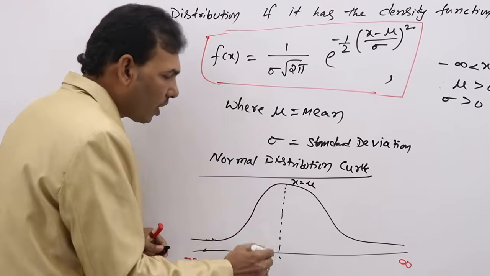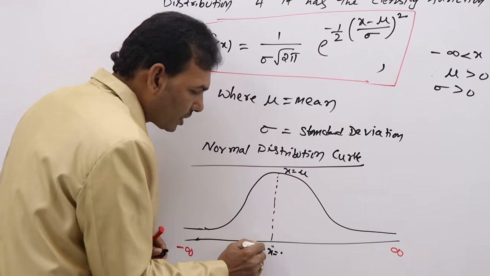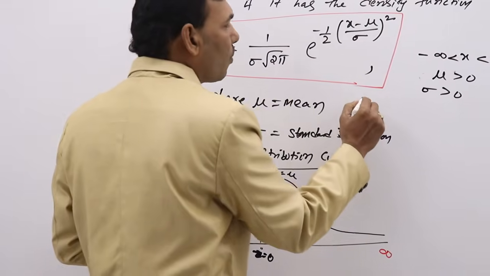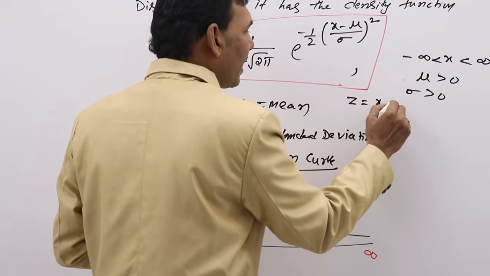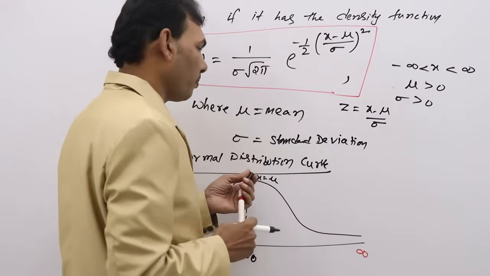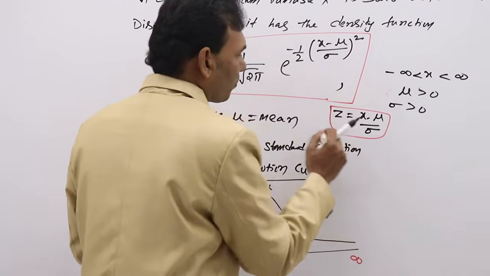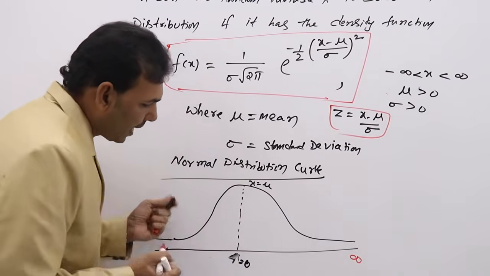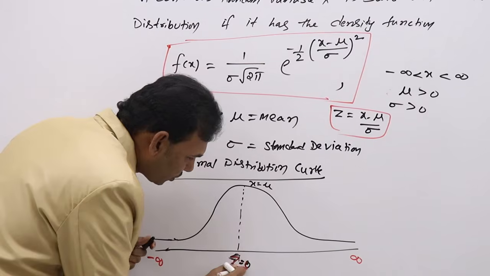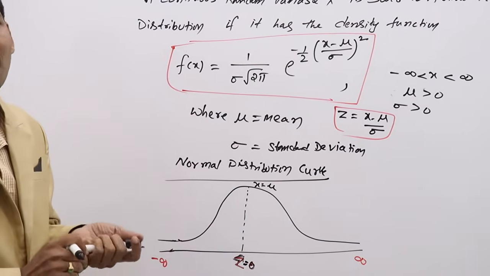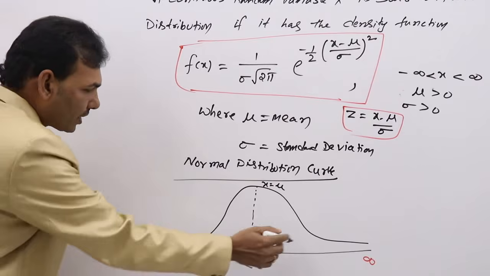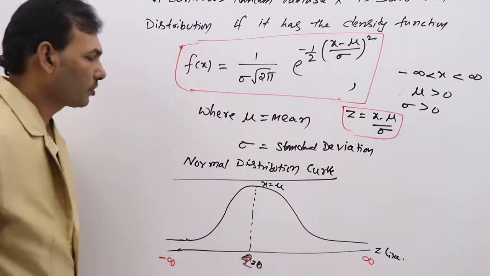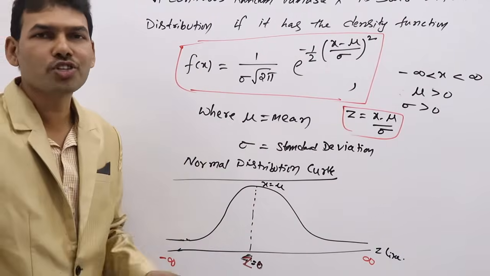So this one we will call the z equal to 0 line, because in normal distribution we take z as x minus mu by sigma. So if you write mu in the place of x, what you will get? You will get z value 0. Z equal to 0 line. And we call this one the z line, like the x-axis line. Okay. This is about normal distribution.